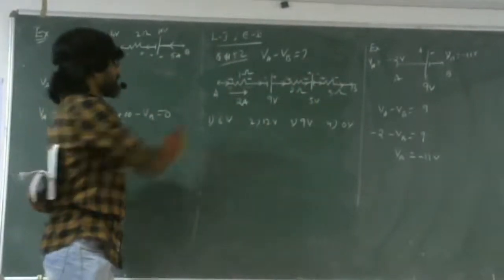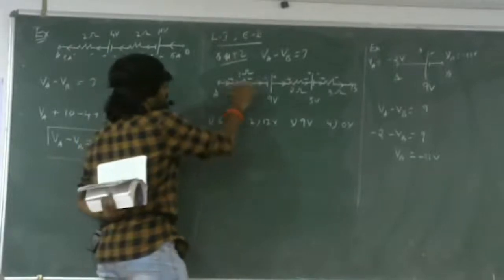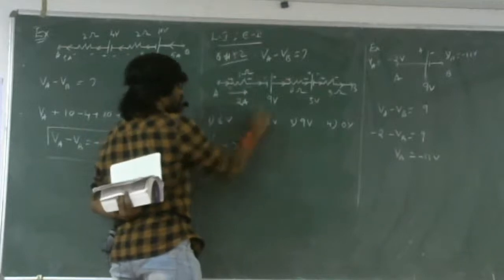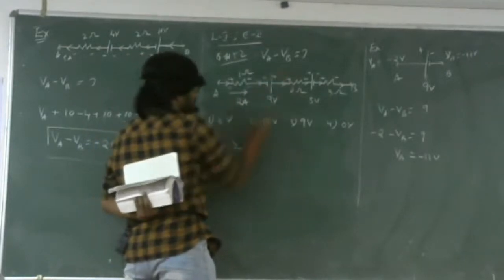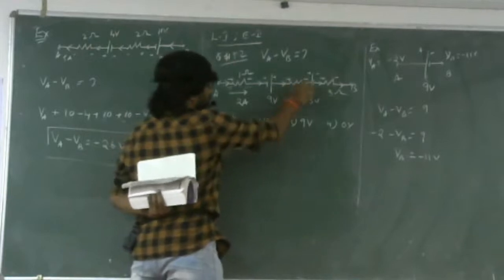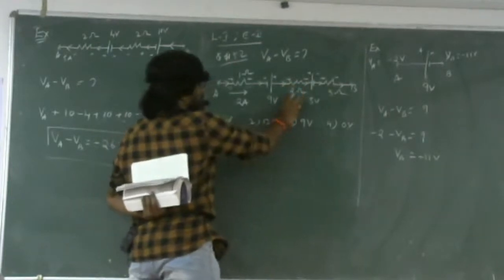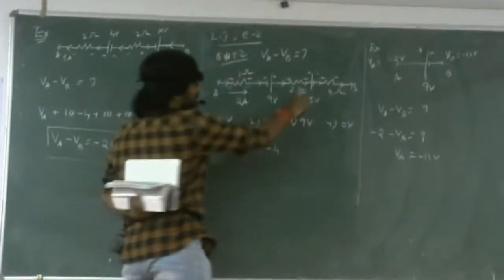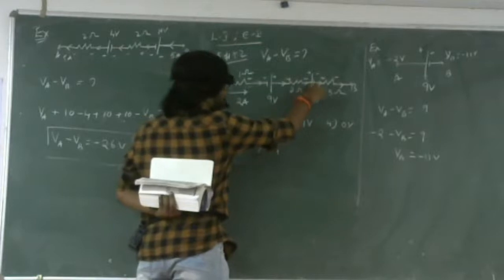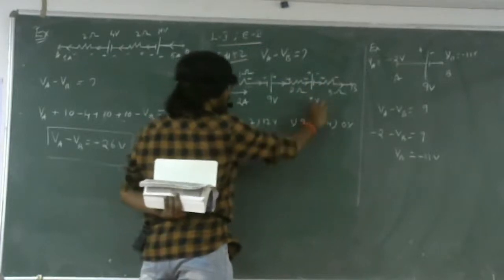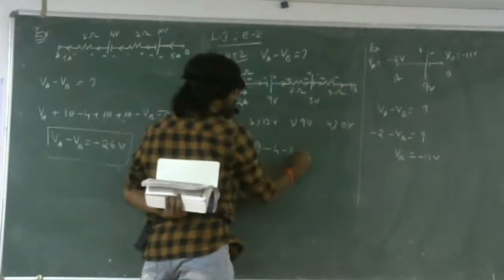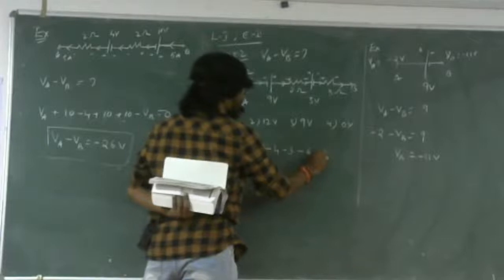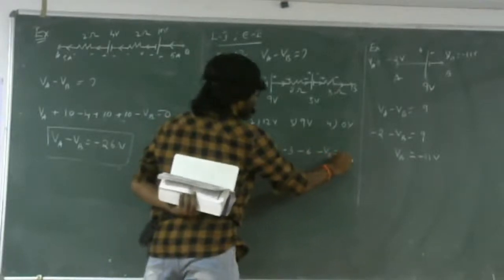Now VA, for the resistor minus IR. I is 2, R is 1, so minus 2. For the cell, we are going from minus to plus, so plus 9. Again for the resistor, minus 2: resistance is 2, current is also 2, 2 into 2 is 4, minus 4. Then for this cell, we are going from plus to minus, so minus 3 volts. Then for the resistor, plus to minus: resistance is 3, current is 2, 2 into 3 is 6, minus 6. Minus VB is equal to 0.